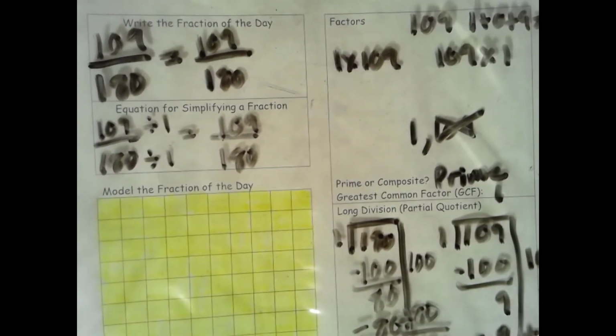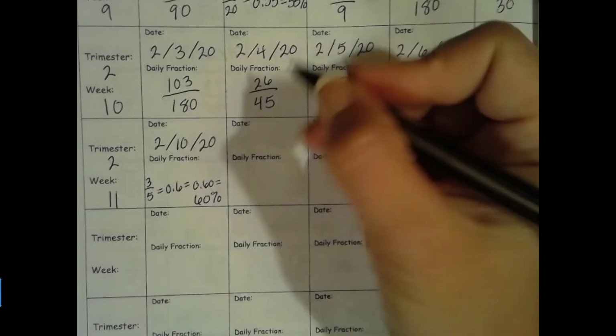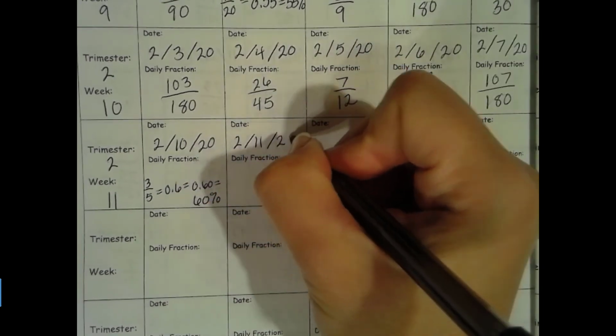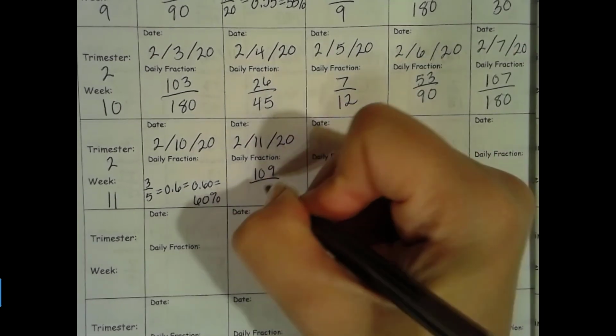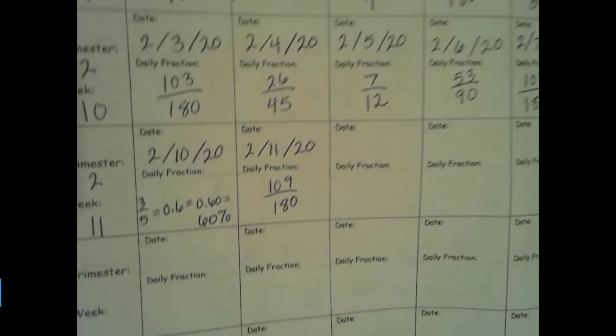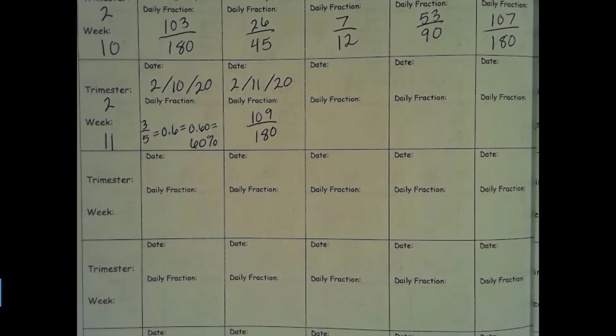Okay, now let's go ahead and fill in our data collection page. Still in trimester 2, week 11. Today is 2/11/2020. And our fraction for today is 109 180ths. 109 is a prime number. It is not a factor of 180, so that means our greatest common factor is 1. And we made groups of 1.